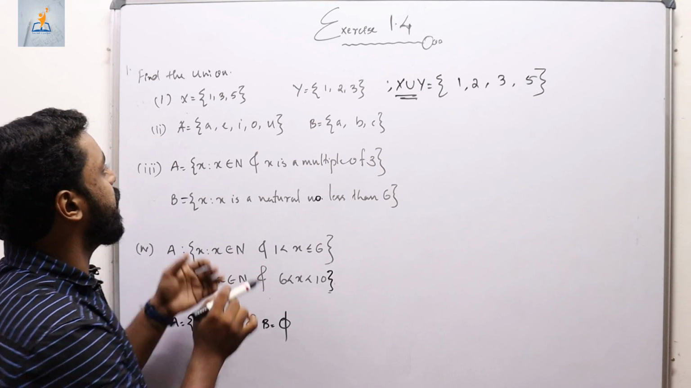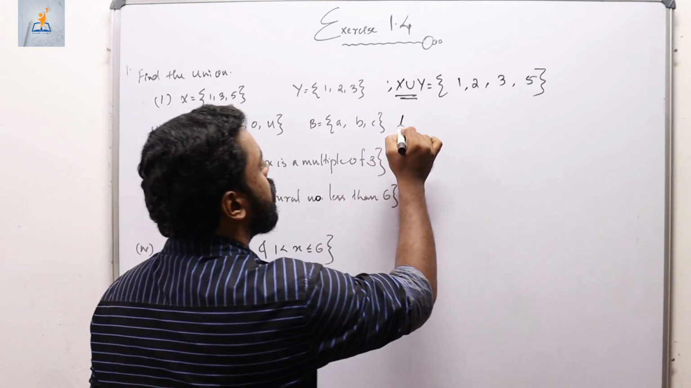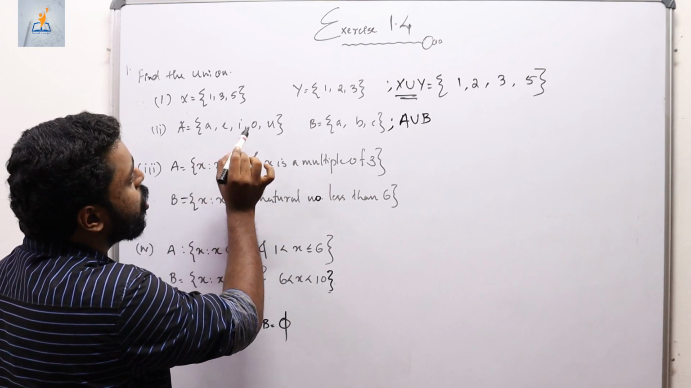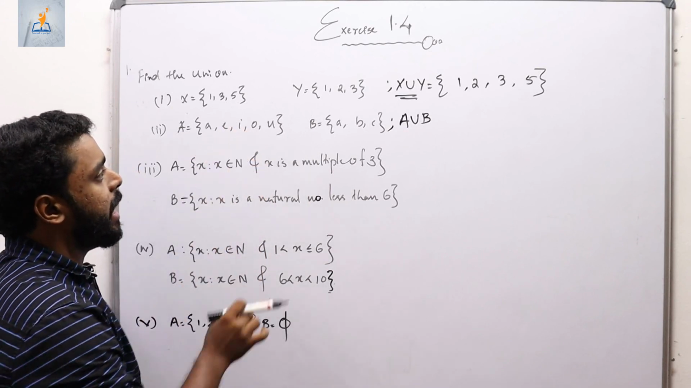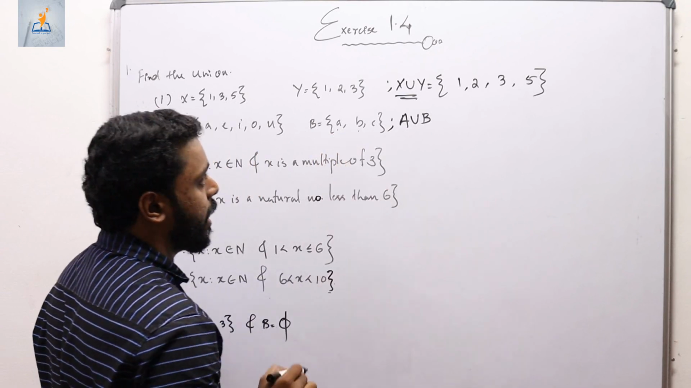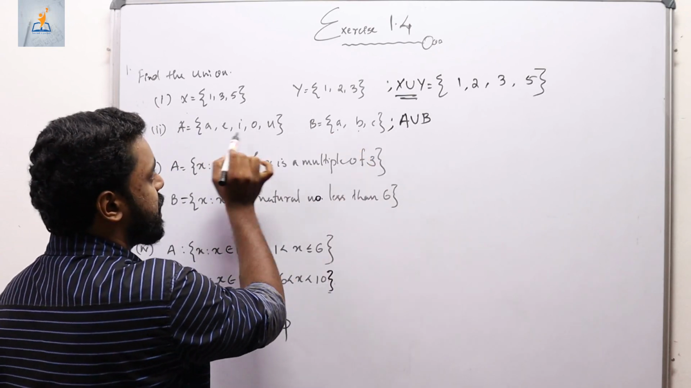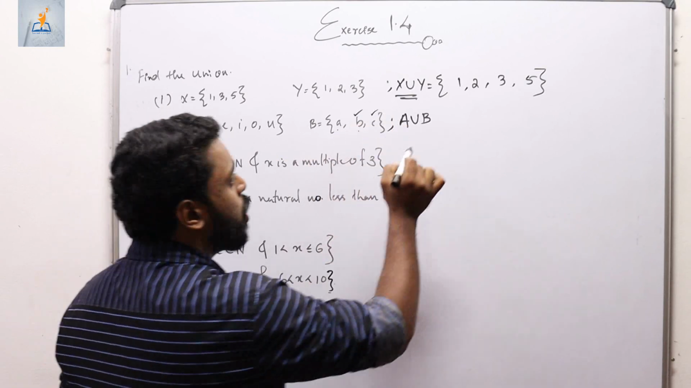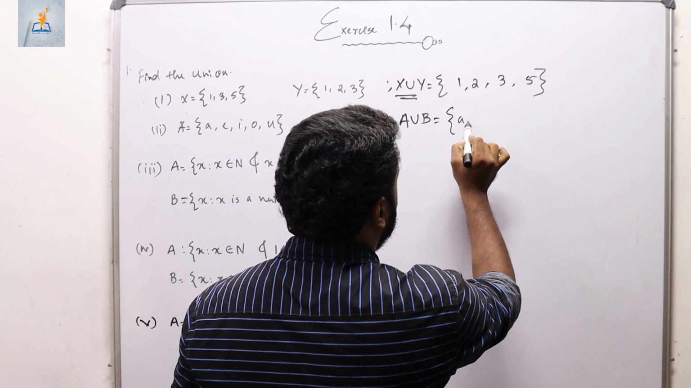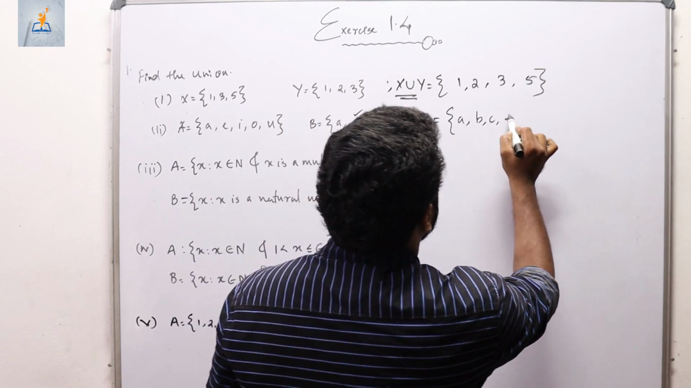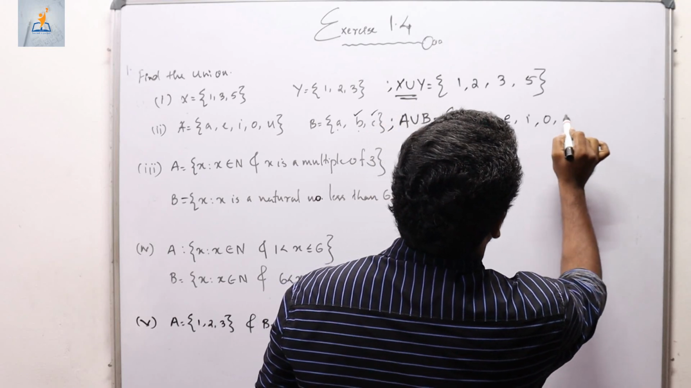Now we can easily find the second one, A union B. A union B is equal to: a, e, i, o, u are there in A. Now in set B, a, b and c are there. So in addition to the set A, we add b and c to the union. So our union becomes a, b, c, then e, i, o, u.